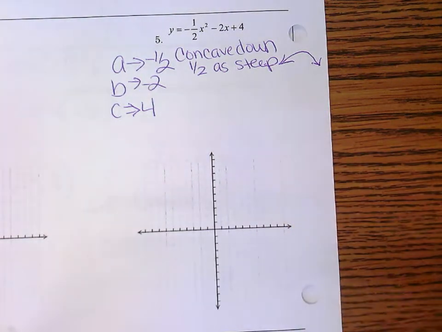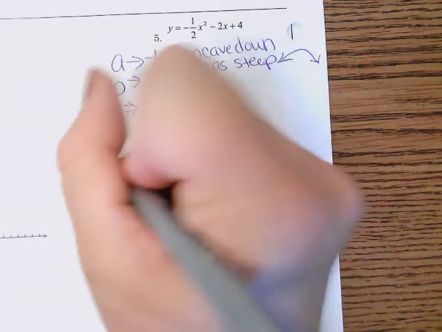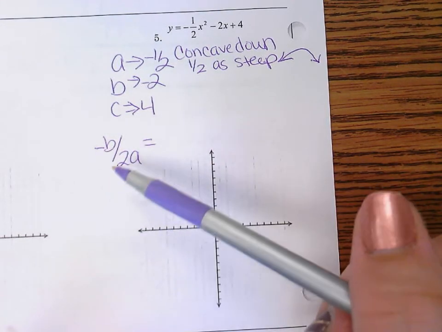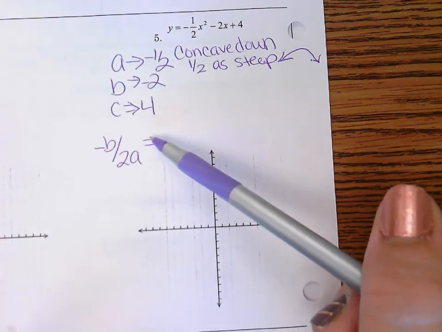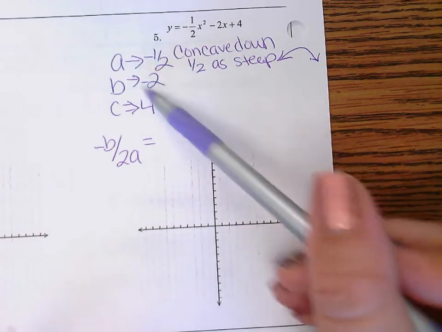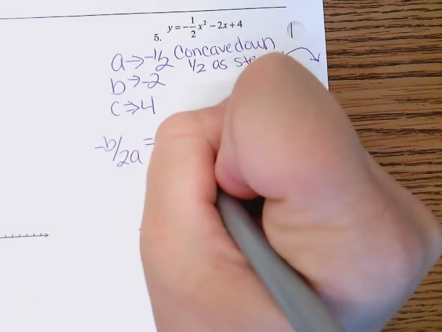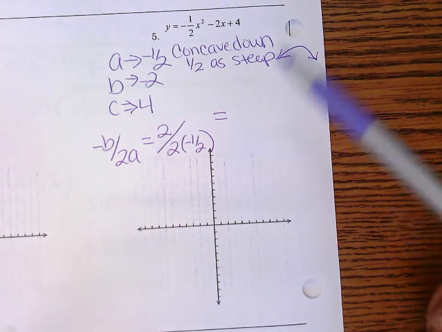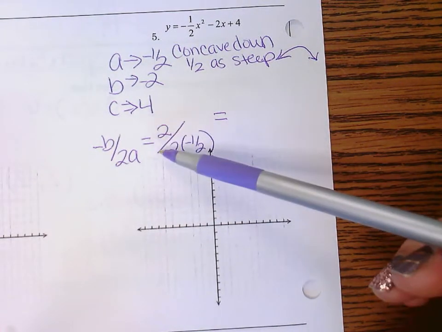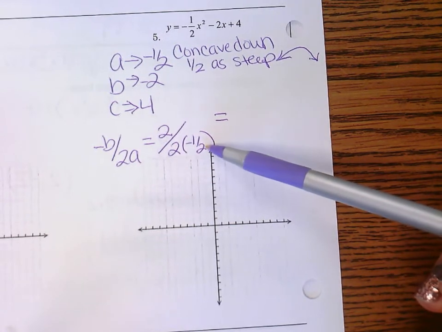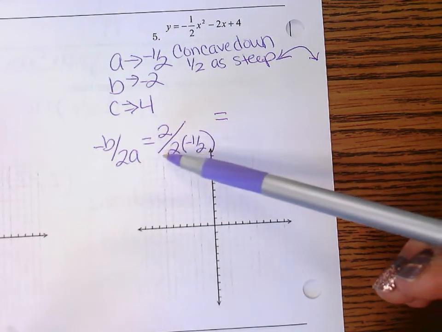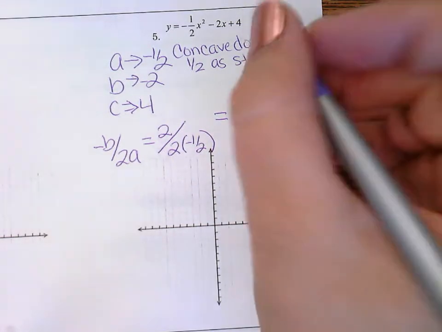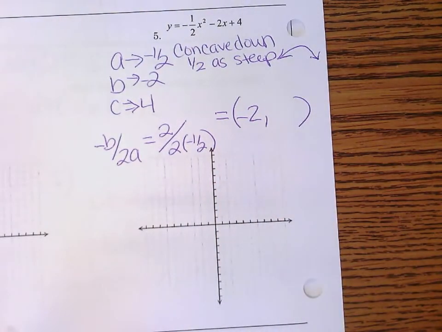So my B value reminds me I'm going to do -b over 2a. You've written that down 3 times now, so start to memorize -b over 2a. So I've got -2 again, so now it's going to be +2 divided by 2 times -1/2 this time. So I got to do a little bit of math. 2 times -1/2 is -1 in the denominator, and then 2 divided by -1 is -2 as my x value.